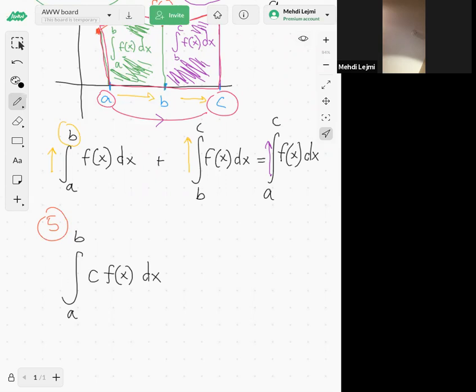Then I claim that this integral of this constant, so this C is a constant. If you use the definition, it's not hard to prove that this is actually equal to C times the integral from A to B of f of x dx. All right, because you can just factor out. You have this Riemann sum, and all I'm saying here is that you can factor out the C.